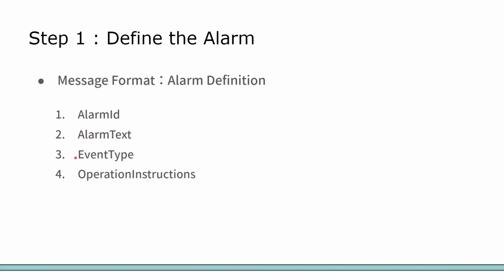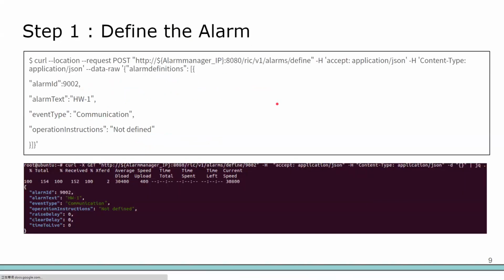The third is the event type. The type is the alarm event, maybe something like processing error or communication error. The final parameter is the alarm action instruction, which is the instruction for when the alarm occurs. So that's the message format. We use a command to post to the alarm manager to define the alarm. Here is an example.